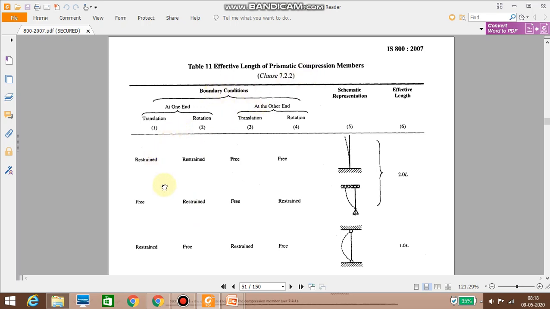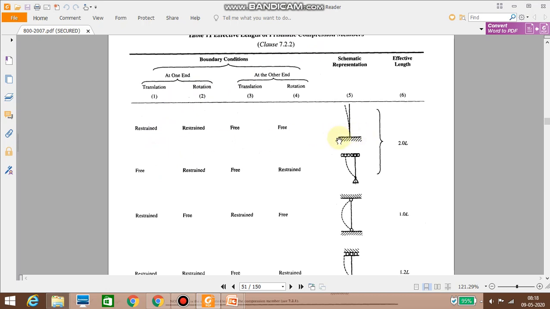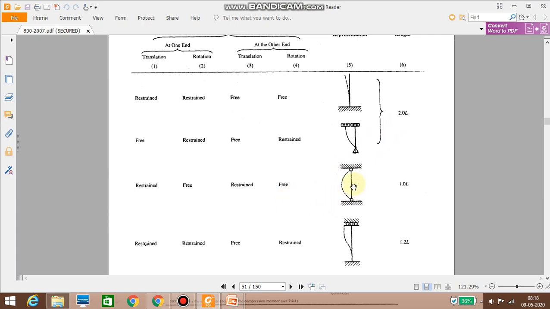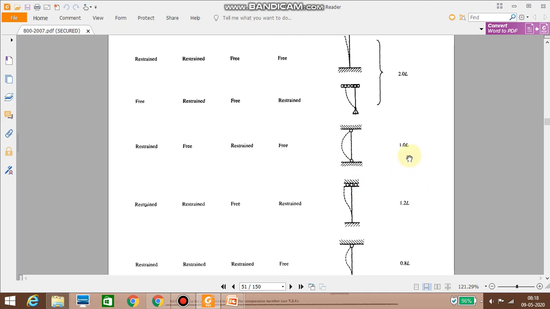Depending on various boundary conditions, here you can see one end is fixed, the other end is free. Here you can see two ends are hinged. What is the effective length? If you have one end fixed and the other end free, it is 2 times L, that is, 2 times the actual length. Then another one is two ends hinged. Here it is 1 times the actual length.